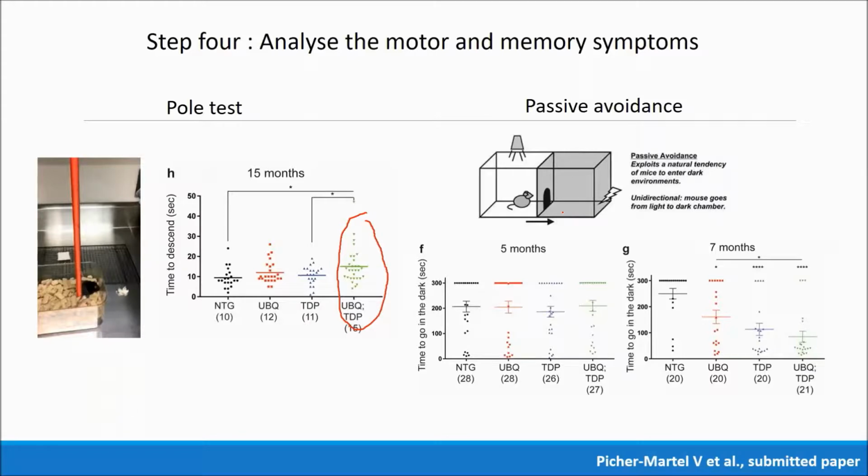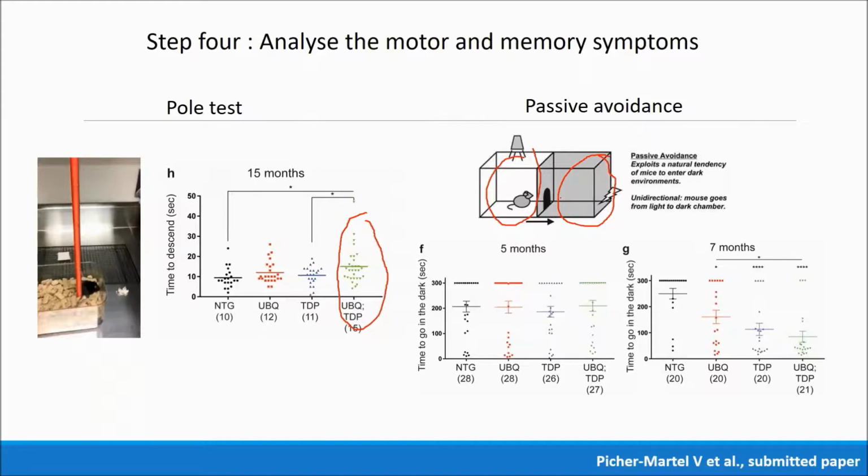Finally, to analyze the memory symptoms of our mice, we use the passive avoidance test. This is a test based on the natural tendency of the mice to enter dark environments. So it's two chambers, one light and one dark, with a door between both. On the first day, we put the mice in the light room and they go to the dark room. The second day, we do the same, but they receive a small shock in the dark room. On the third day, we put the mice in the light room and we measure the time it takes before going to the dark room.